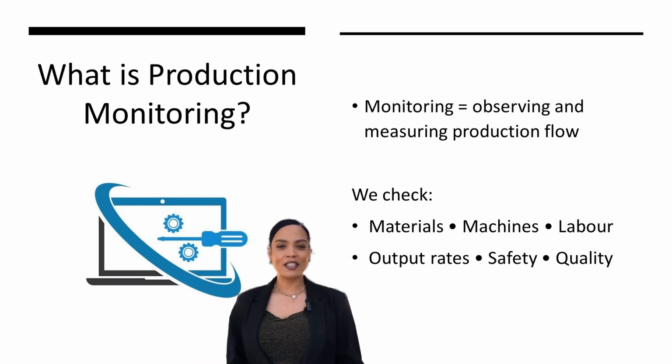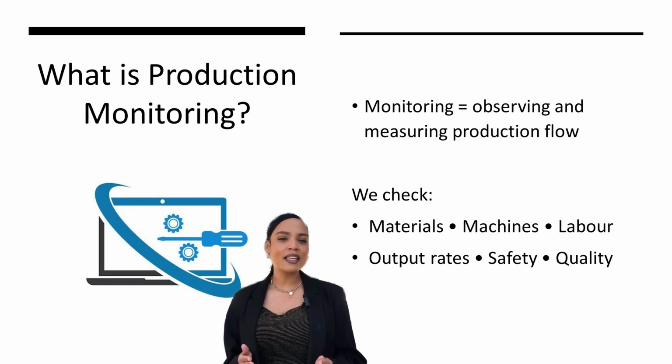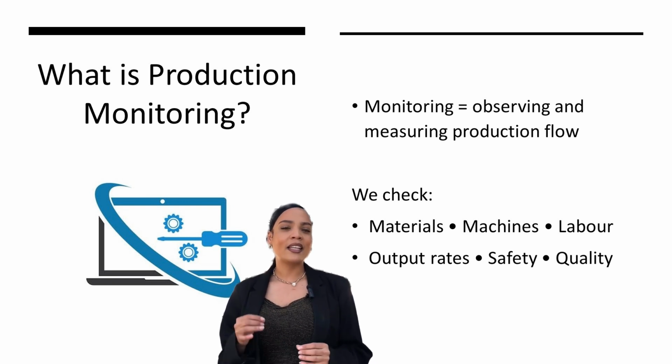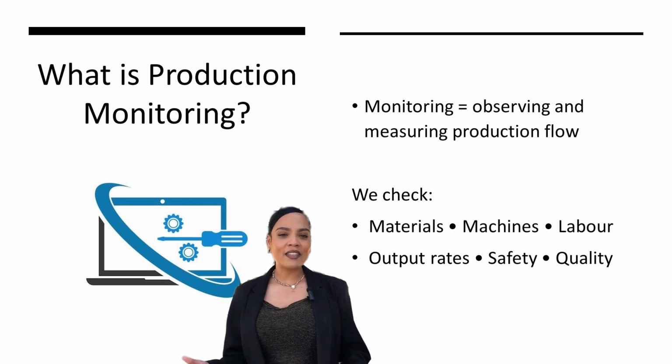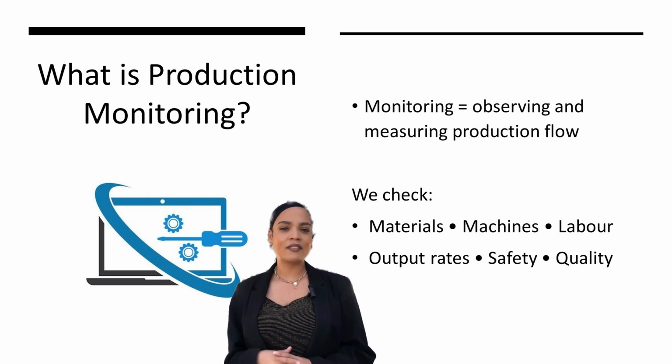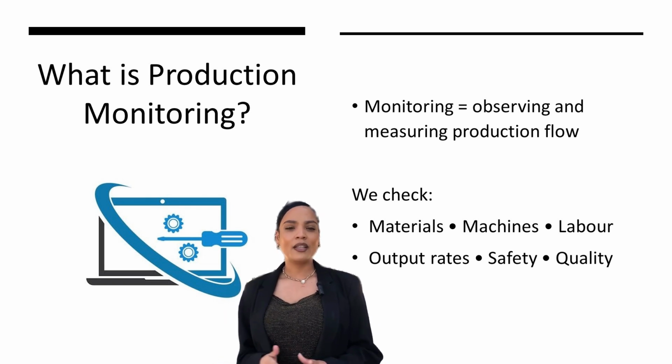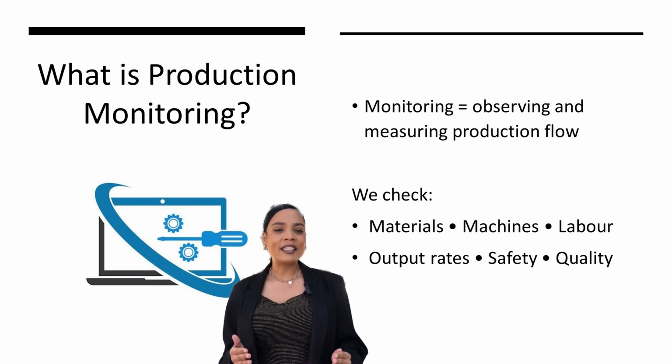When we say production monitoring, we mean observing and measuring the flow of work, materials, machines, and people to make sure everything runs smoothly. As a process controller, I constantly watch key inputs such as: 1. Materials and ingredients. 2. Machines and equipment. 3. Labor and team activity. 4. Time and output rates. 5. Safety and quality signals. I do not wait for a problem. I identify and correct issues early. If something looks wrong, I report, adjust, and act.